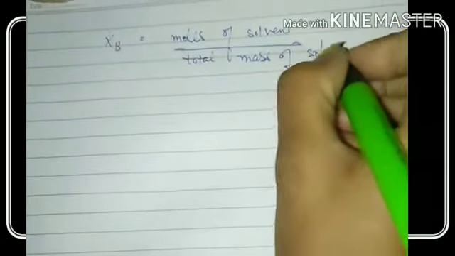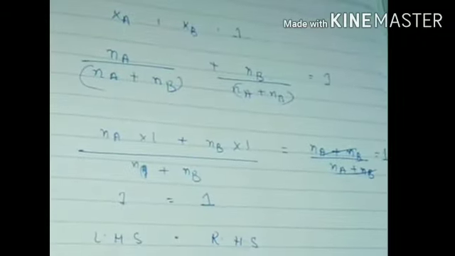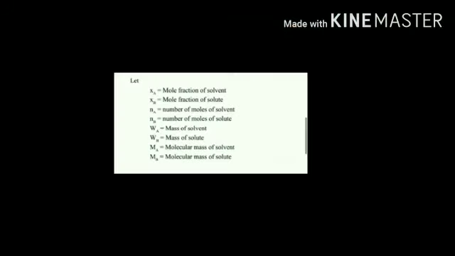X of B, the solvent, equals the number of moles of solvent divided by the total moles of solution. Number of moles of solvent is denoted by n of B and the total moles of solution is denoted by n of A plus n of B. Put the values of molar fraction of solute and solvent in X of A plus X of B. Then take the LCM and solve it. Now left hand side equals right hand side. Now let's recall what we have done.